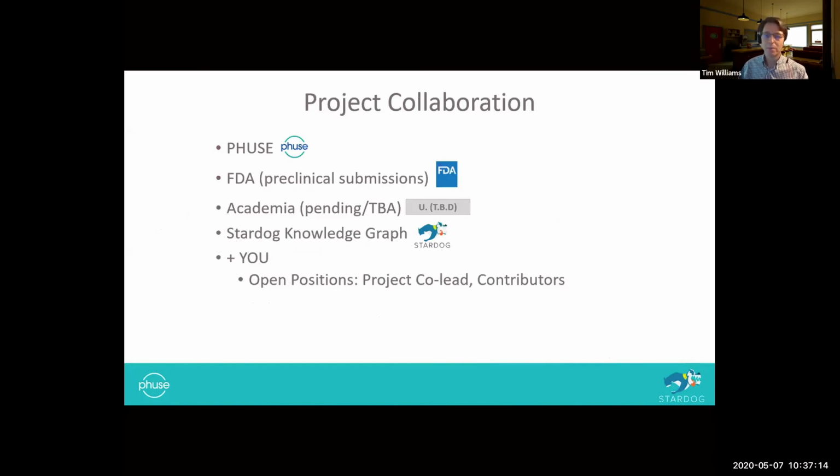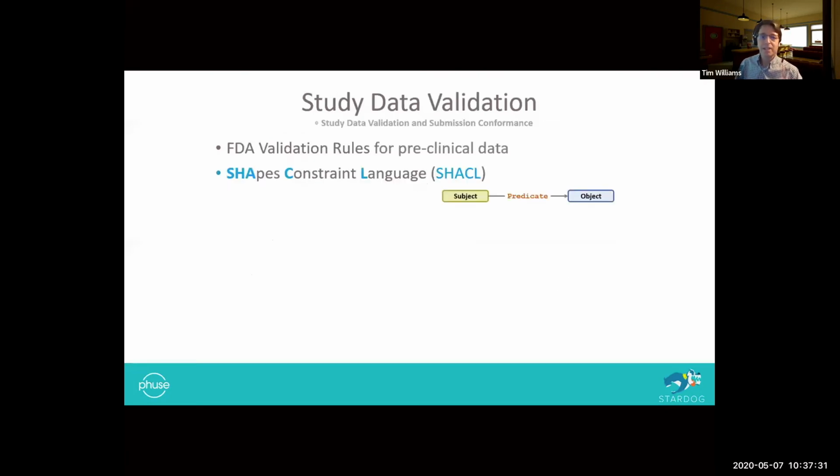I am looking for a project co-lead, preferably someone with clinical or study knowledge, as well as ontology experience to help us build our models. We're also looking for anyone with an interest in what I'm about to cover in the next slides, so come learn with us.